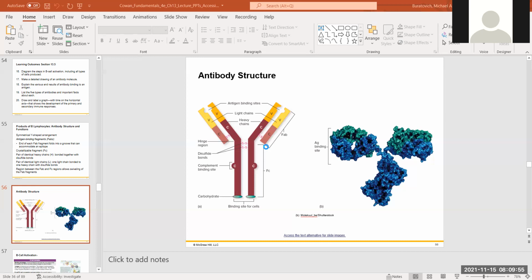Okay, so the secondary antibodies, some of them are secreted into things like breast milk, IgGs, past the placenta. They provide passive immunity. I will let you look at that table.